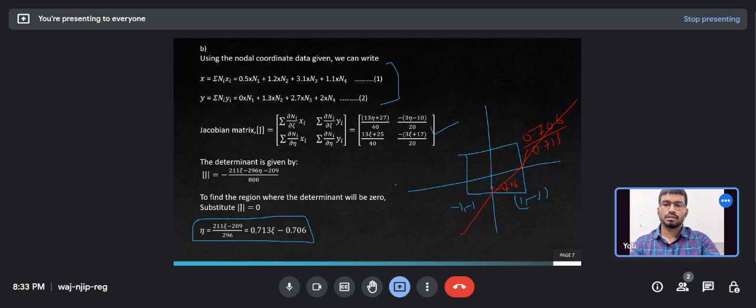Right? So this is how you will solve this type of problem. First, we will determine the functions for the mapping, and from this we will determine the Jacobian matrix, and we will set this to 0 to evaluate the region where the determinant of the Jacobian matrix is 0. Hence, we can say that the mapping is not valid.